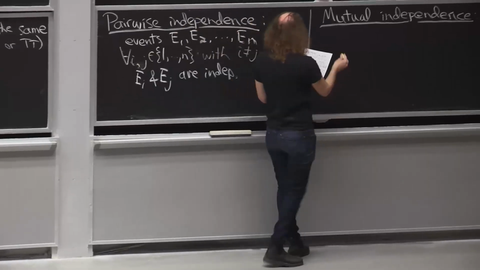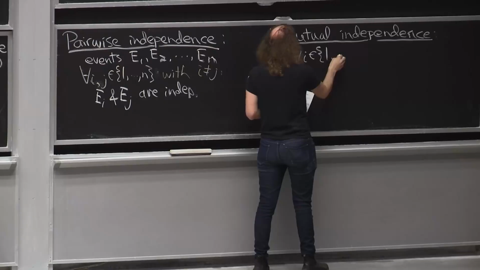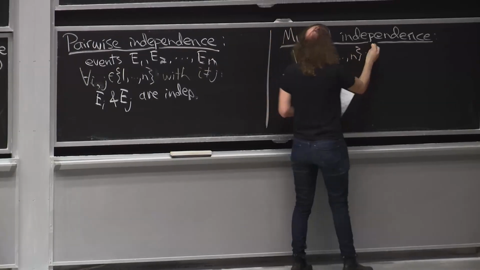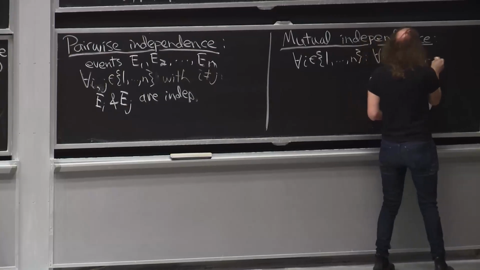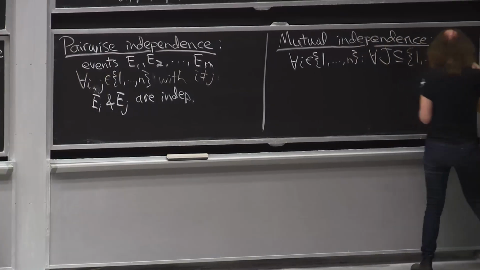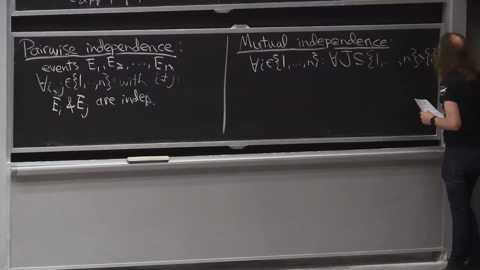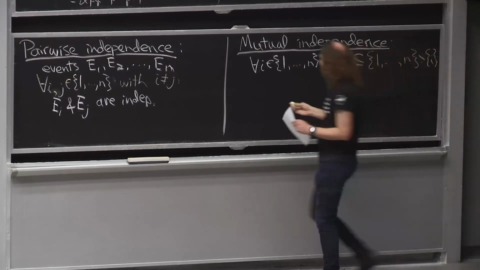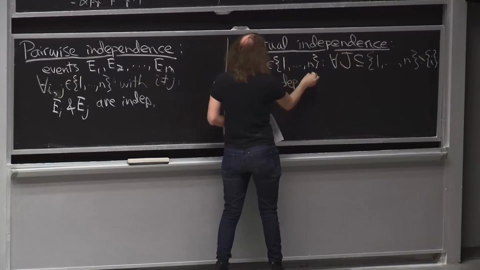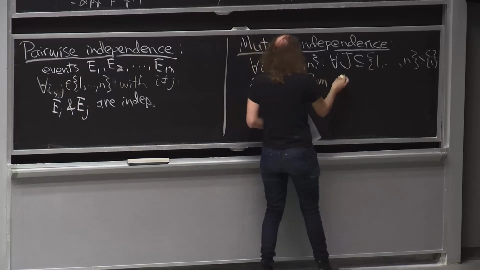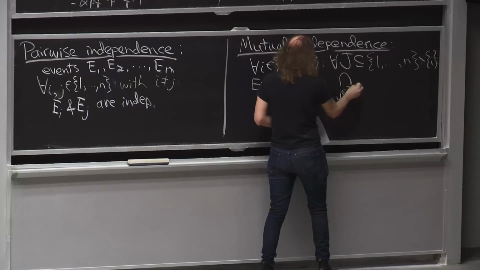So what matters is if you fix any event Ei, so i is between 1 and n, and I take another set J, a subset of the elements from 1 to n, except it should not have i, because we don't want to compare Ei to itself. Then we want Ei to be independent from the intersection of the Ejs.